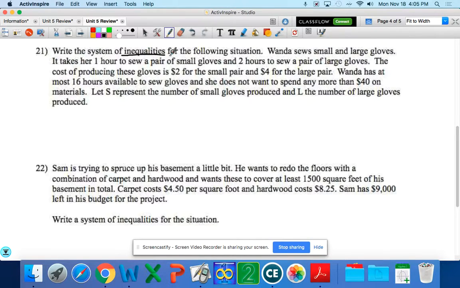On number 21, we're back to inequalities. So we've got to go ahead and identify some variables. We're talking about 2 different types of gloves. So S is going to equal small. L, a cursive L, is going to equal large. Okay? And one of our equations is dealing with money. As we read through, we see the gloves cost $2 for a small, $4 for a large. That's how much the materials are. And she doesn't want to spend more than $40.